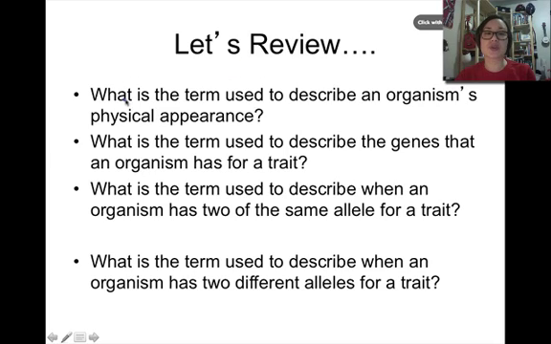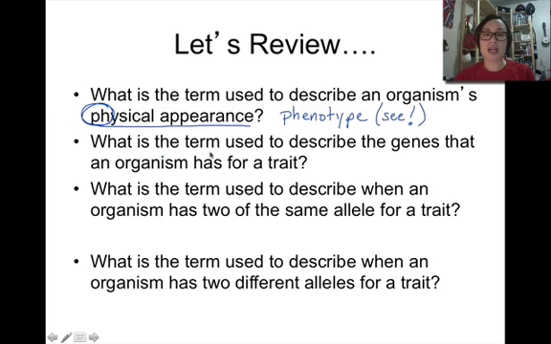So let's look at the first question. It says, what is the term used to describe an organism's physical appearance? Now we've seen this word physical appearance before, and when we did, we told you to pay attention to the PH in the word physical. Physical sounds like the word phenotype. So if you can see the organism's physical appearance, it's the phenotype. So let's go ahead and say that you can see this so we don't get confused.